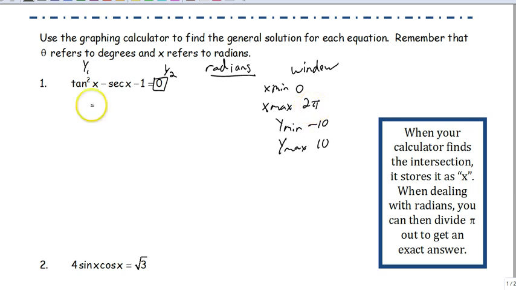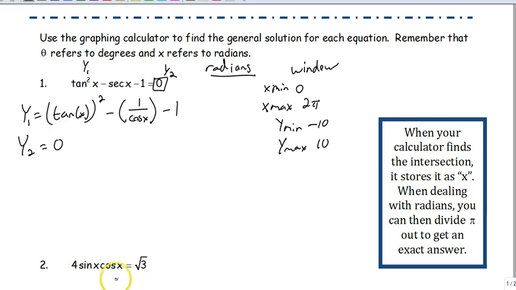Alright, so to type this in the calculator, we're going to type in our y1, tangent of x squared, minus, remember secant we can't type into the calculator as secant, but we can type in 1 over cosine of x, and then minus 1, and then y2 is going to be 0.